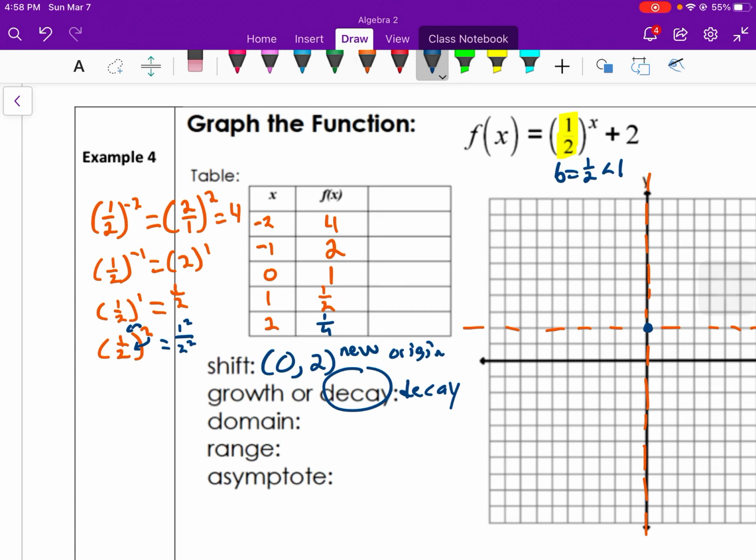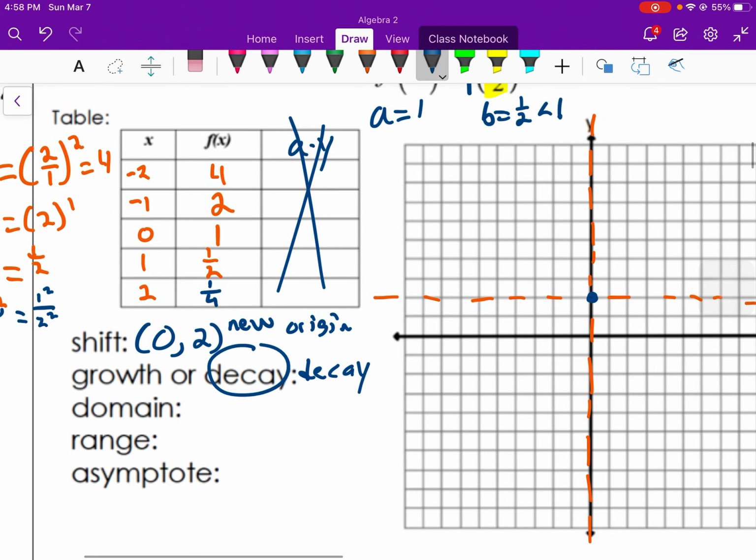And are we going to scale it by anything? In this case, it's an implied coefficient of 1. So my a equals 1. So again, my a column, there will be no change. But we do have input-output values based off our new origin. Not the origin, we shifted. So from our new origin, we're going to go back 2 and up 4. So 1, 2, and then 1, 2, 3, 4.